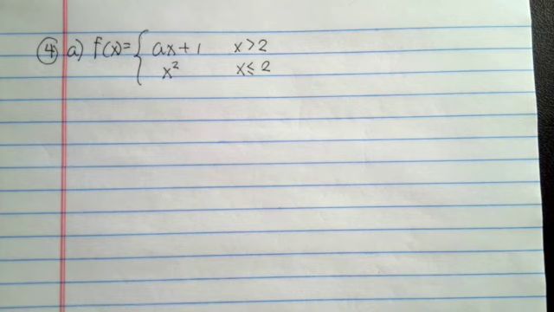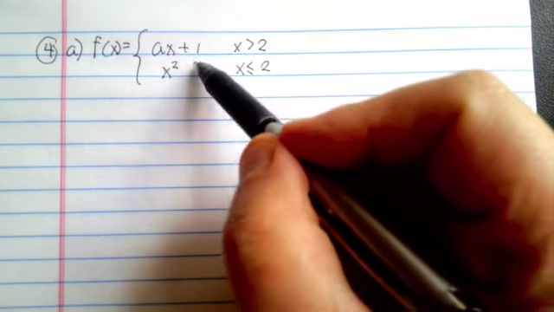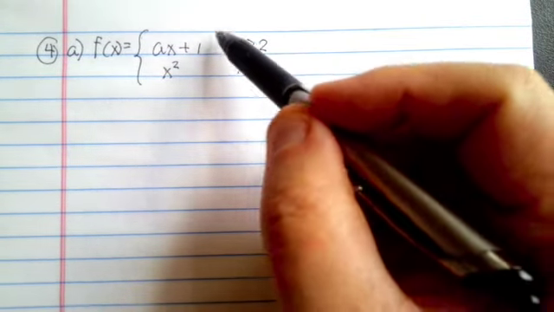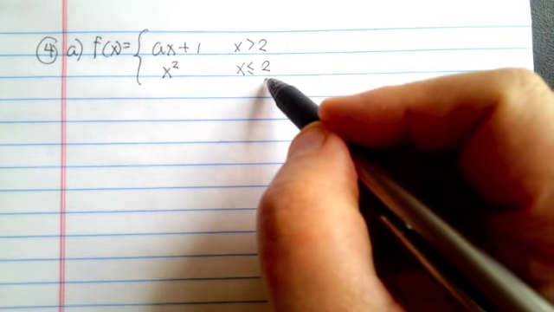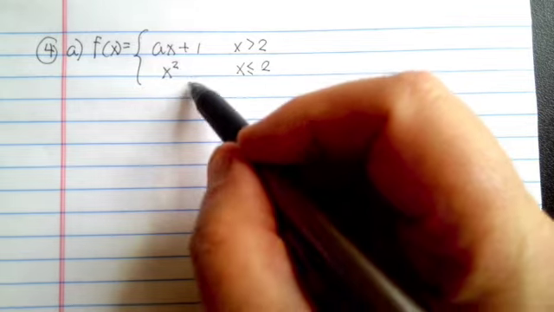In 4a, we are asked to determine which values of a will make this piecewise defined function continuous for all values of x. Alright, so this function is defined in two different ways. To the right of 2, it's defined to be ax plus 1. That is a polynomial. It's a linear function, depending on what the value of a is. To the left of 2, and at 2, it's defined to be x squared.